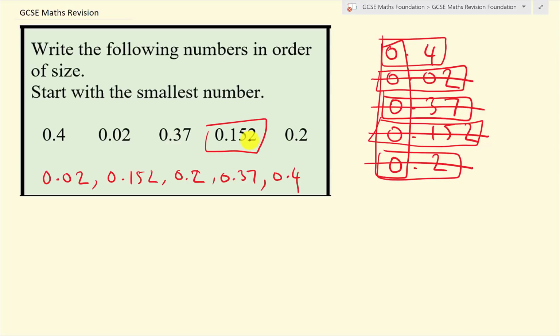No. Always, if you're not sure, write them in column and then compare each digit at a time. So you've got units, tenths, hundredths, thousandths, and then write your answer.